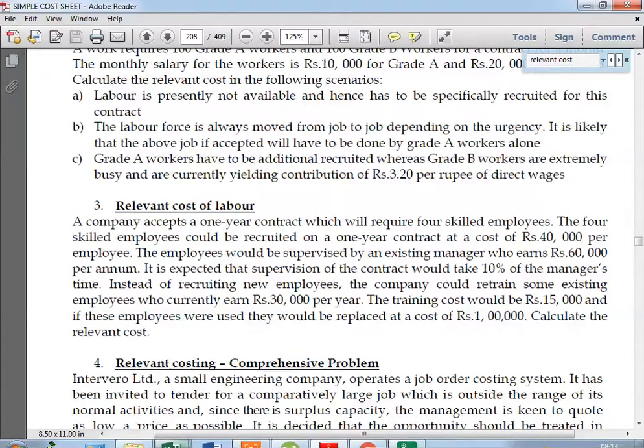Full stop. This is an irrelevant cost, as the same would be paid irrespective of taking up the new job.